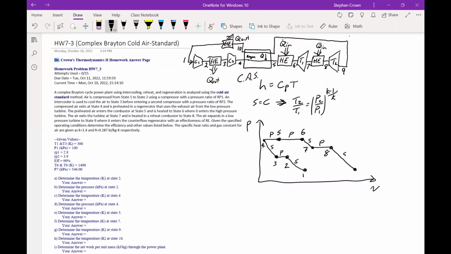Then it goes through the regenerator, loses some of its energy to state 10. And then finally, in the last heat exchanger, it cools back down. These are both constant pressure processes. So that is our TS diagram for this more complex system. It looks a lot like the Brayton cycle, just with this little shift in the two entropy rise sections and the entropy drop sections in the turbines.